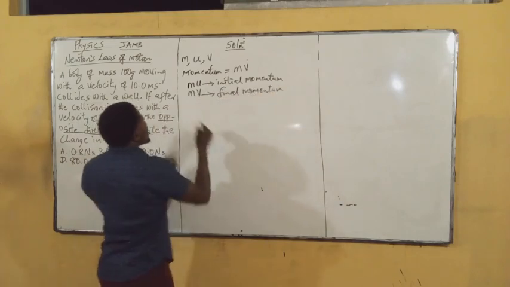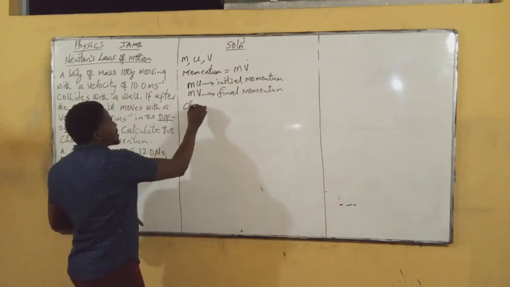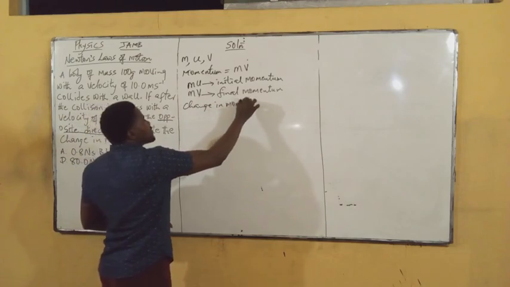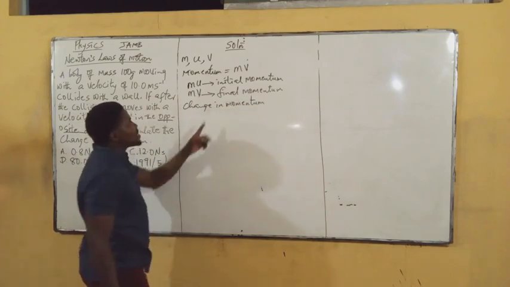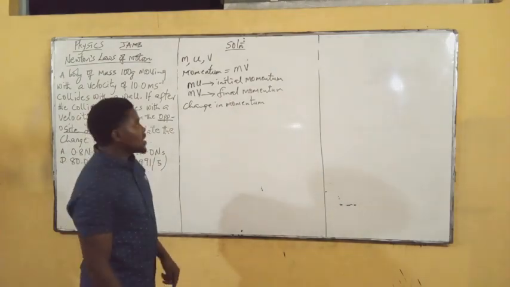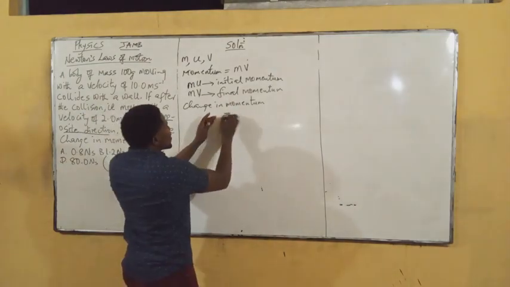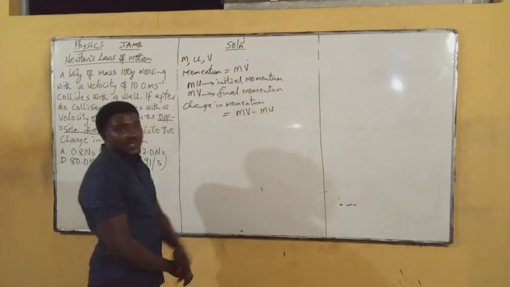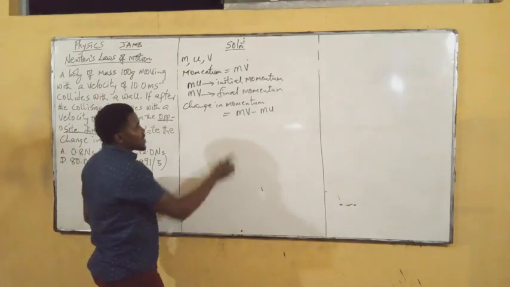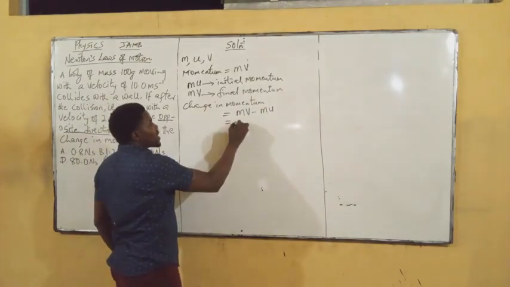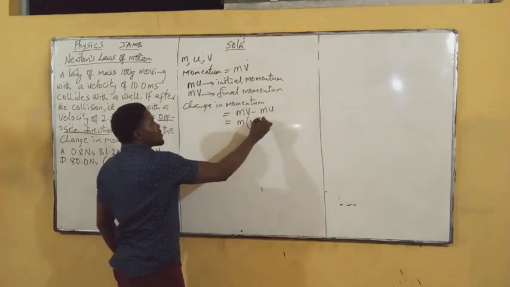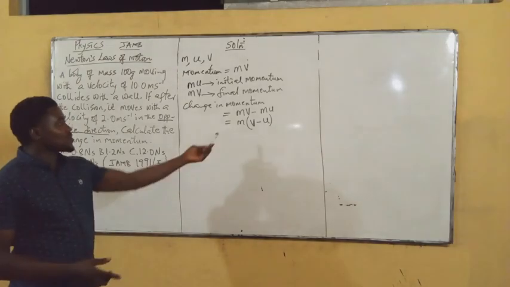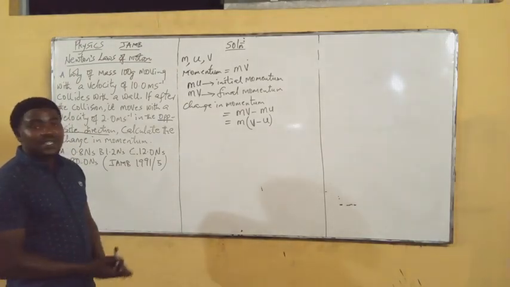Therefore, the change in momentum is simply the difference between the final and the initial momentum. That change in momentum will be equal to mv minus mu. If I factor out m, it gives me m(v minus u). Of course, this is physics. You're supposed to know how to manipulate your formula and take it to its simplest form.